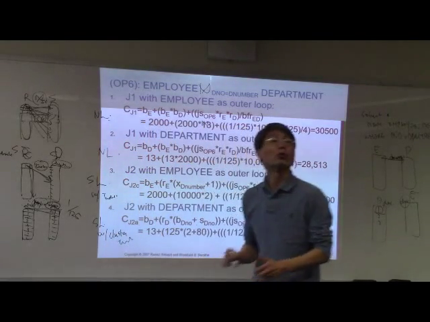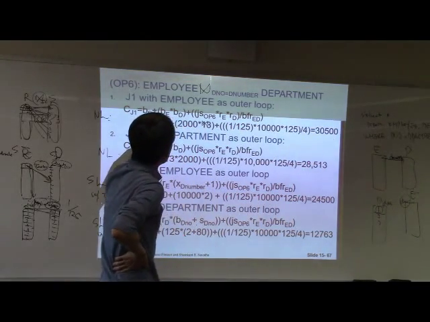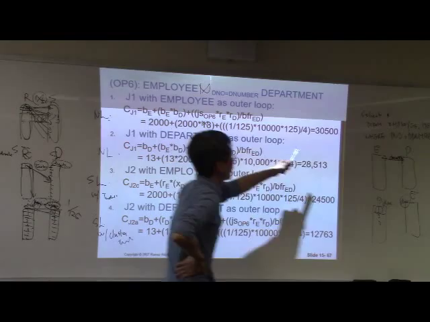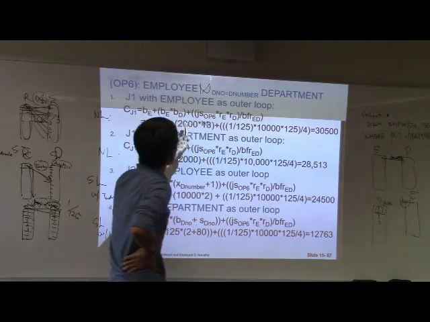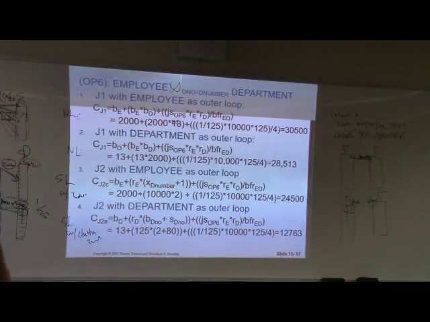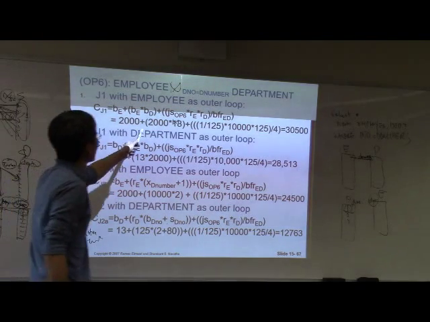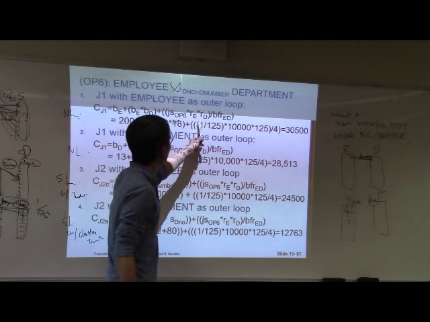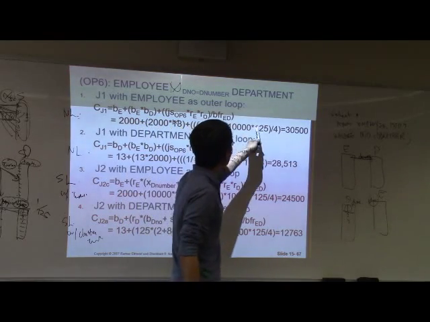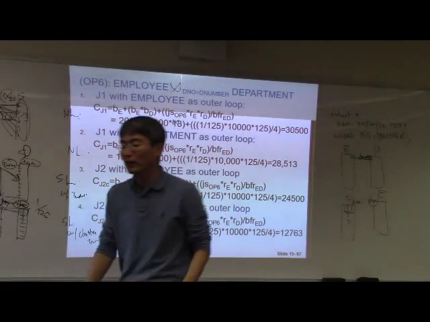So we are going to find and compute the cost. First one, we can just plug in the values. So BE is 2000. We have 2000 blocks, and 2000 blocks times how many blocks for this? It is 13 blocks from the previous statistics. So times that, already calculated, 1 over 125, and number of records, then this is a joined column. Then divide by 4. Why divide by 4?